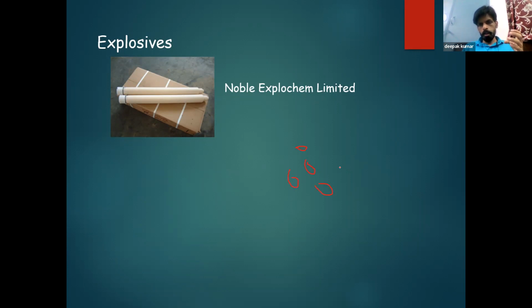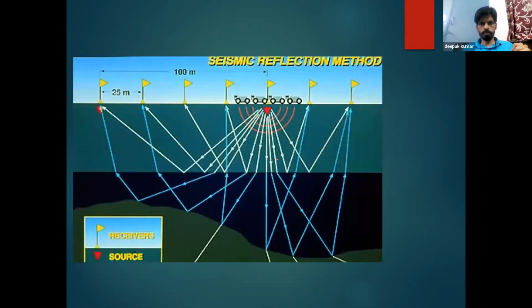And we'll plant these explosives in these holes, and then we cover these holes with sand and water, so that when we blast the explosive, the damage to the surrounding surface will be minimized. So this is an example of explosive.